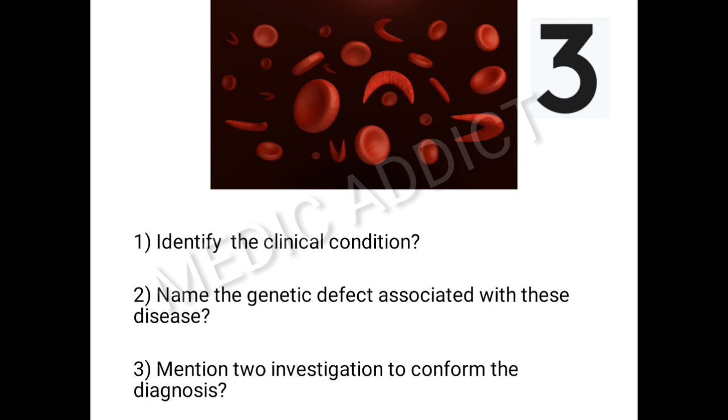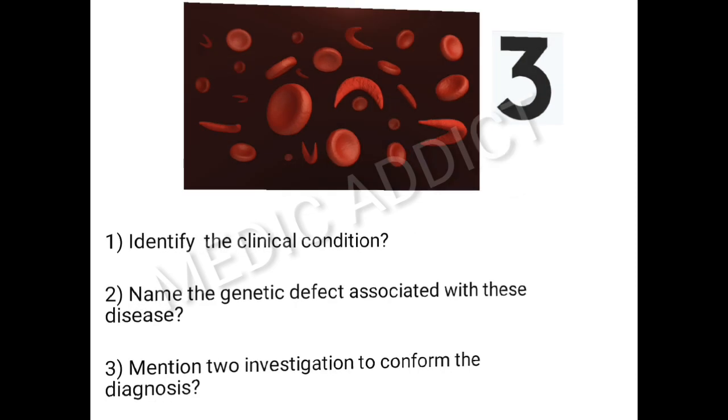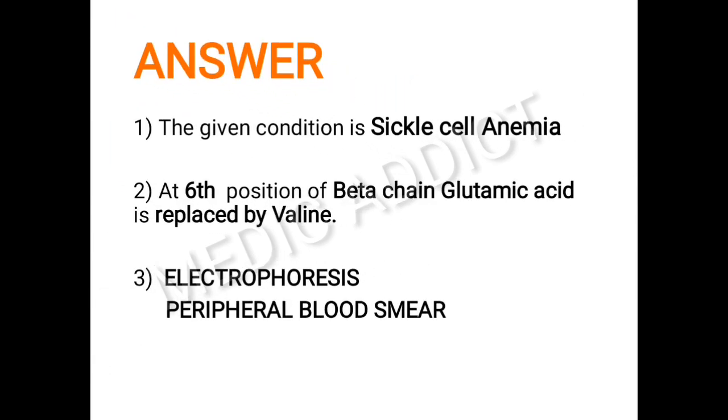From the figure you can easily see that the RBCs are in the form of sickles, so the condition is sickle cell anemia. That is the first answer. And what is the genetic defect? The genetic defect is at the 6th position of the beta chain: glutamic acid is replaced by valine.